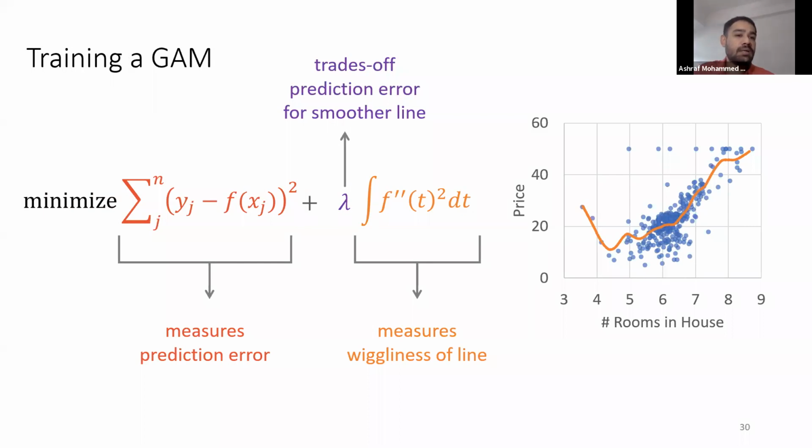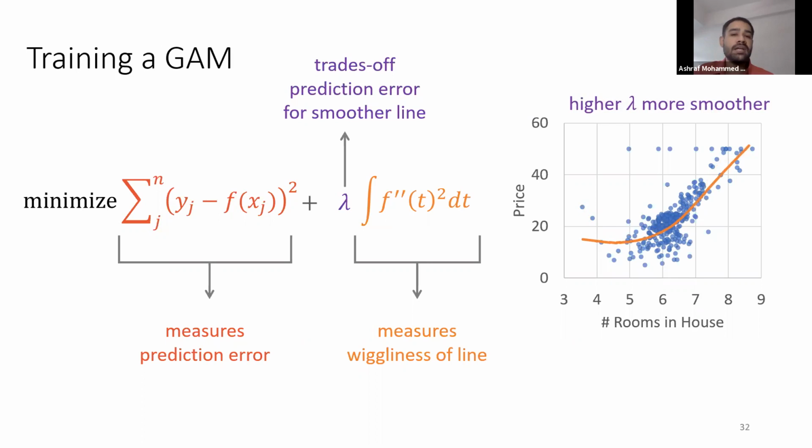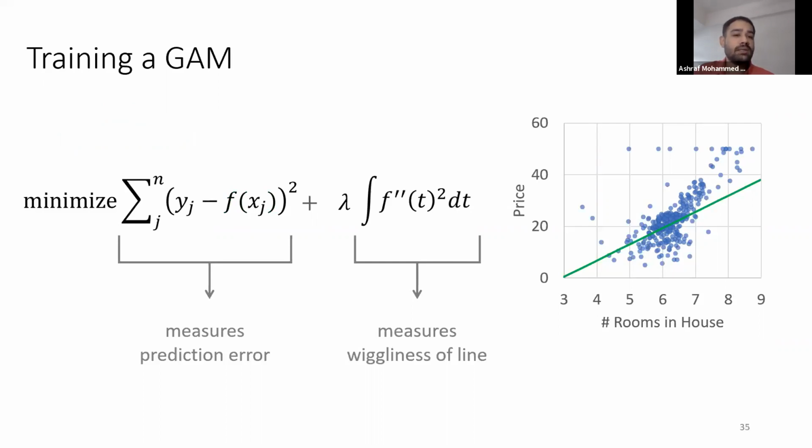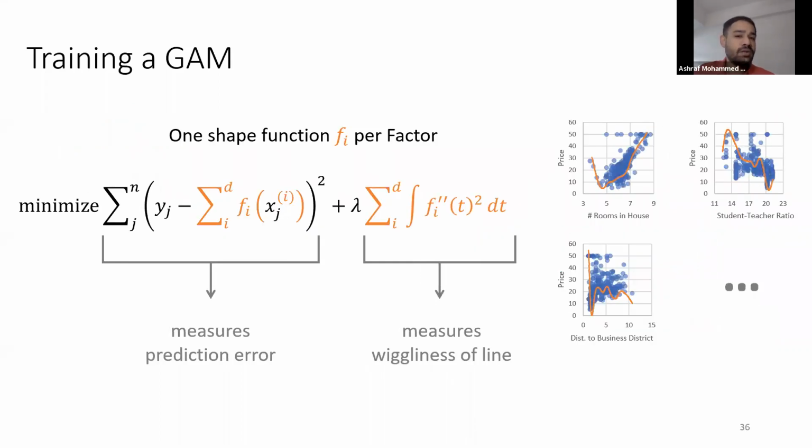The weight lambda trades off between the prediction error and a smoother line. So if the value of lambda is lower, then the line is wigglier. And for a higher lambda, the line is smoother. And in this case, we specified the GAM to learn a nonlinear shape function. But you could also specify to learn a linear shape function. This is useful when you know that the true relationship in the data is linear. And this objective function applies to one factor. As you can see, we've learned the relationship between the number of rooms and the price. If there is more than one factor, then we learn a different shape function for each factor.